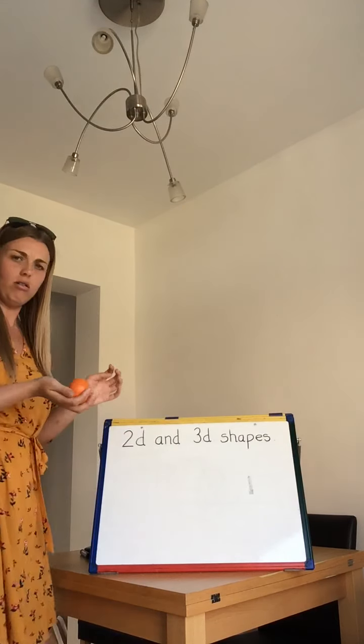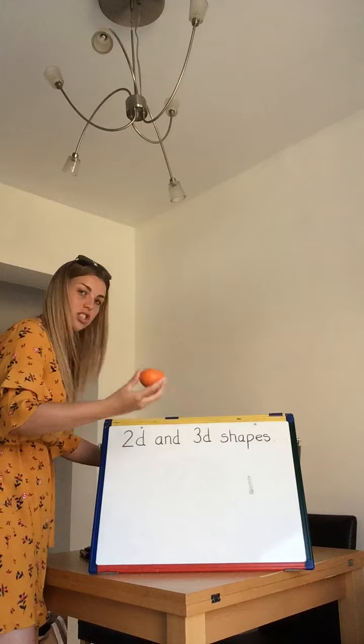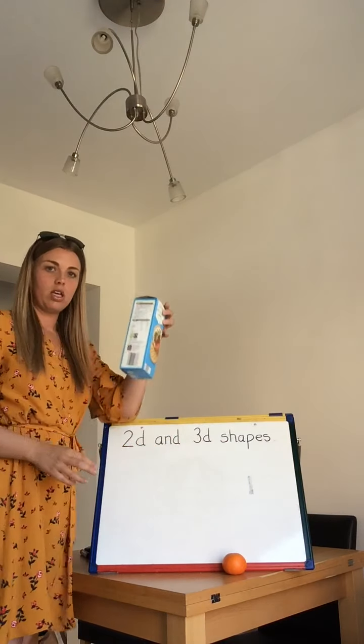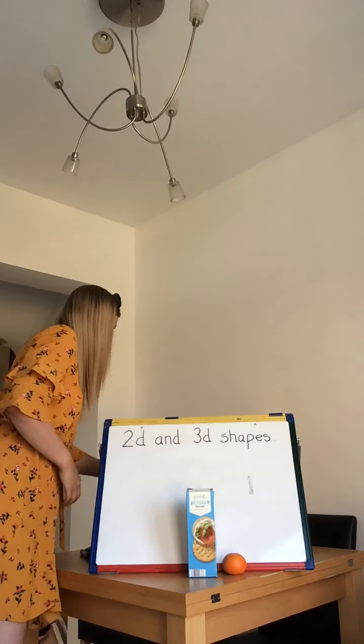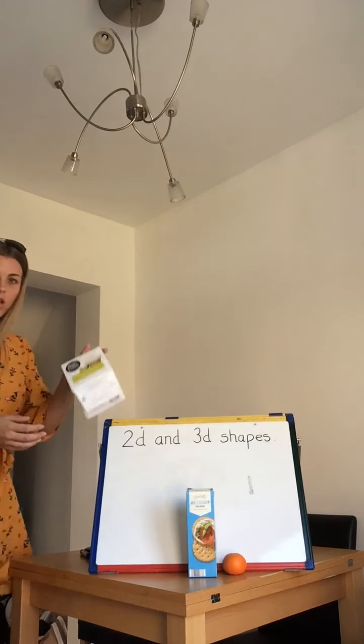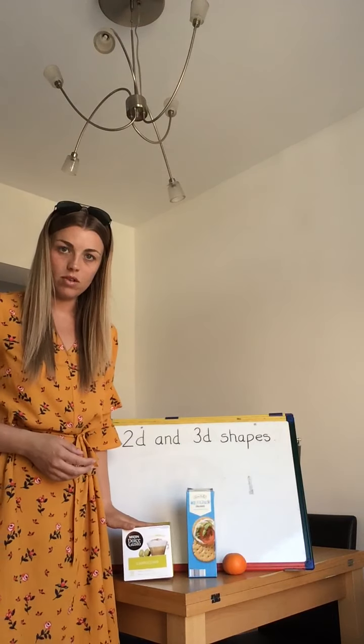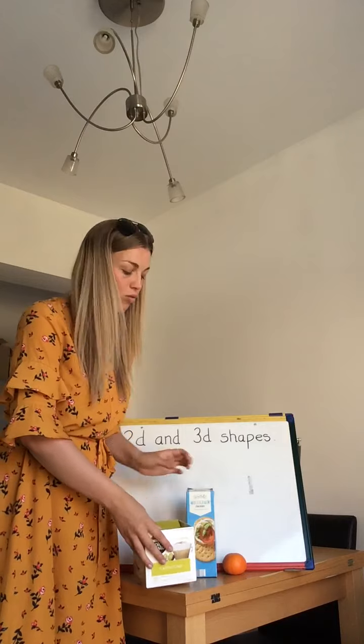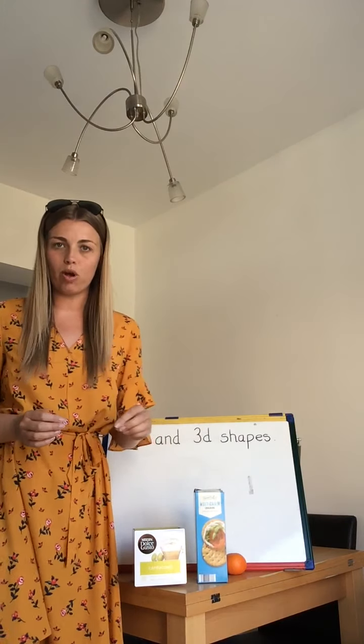And then, oh, what did we have here? We have gone over this one. What shape would this be? Looks like a circle, but it's not a circle, is it? Because it's not flat, it's not a 2D shape. So it's a sphere. Well done. So we've got sphere, cuboid, and a cube.